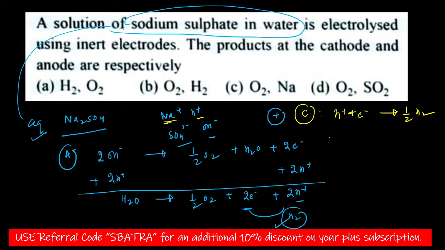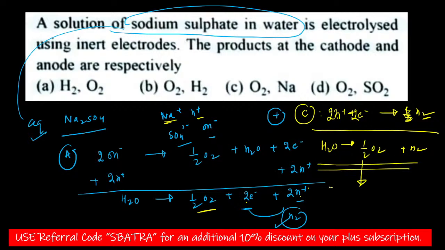Now I'll write the final equation. I need to cancel the 2H plus and 2H plus, so I'll multiply this by 2, and this will be H2 gas. So the final equation will be H2O giving half O2 gas and H2 gas. The 2H plus and 2H plus will cancel out, the 2 electrons and 2 electrons will cancel out, and this is nothing but electrolysis of water.